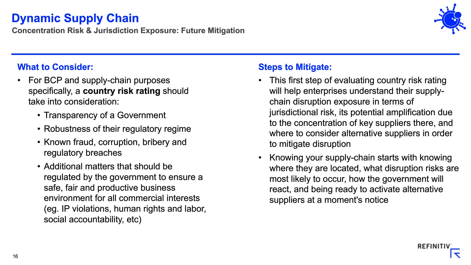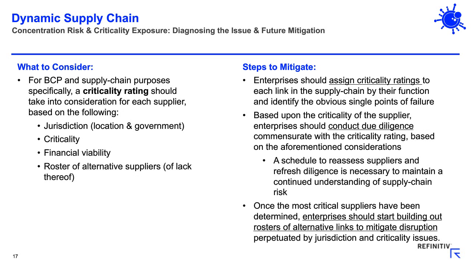The second aspect of this concentration risk is criticality exposure. Now, this is determining what the most critical aspects of your supply chain are to ensure that reasonable continuity we've spoken about. So this kind of rating should be applied to the links in your supply chain and ideally should take into account the jurisdiction, as we just discussed, the criticality, the financial viability, which we can kind of chalk up to a supplier integrity kind of metric, and if there are available alternate suppliers that you can identify and keep, and obviously build out that tier.